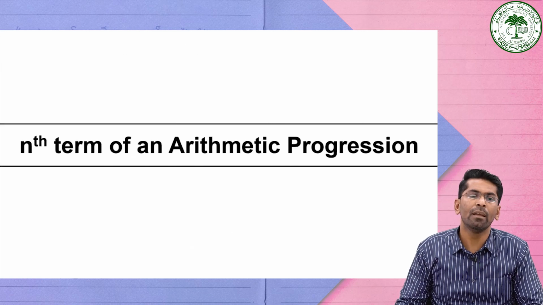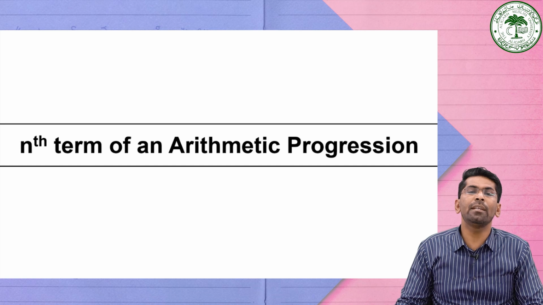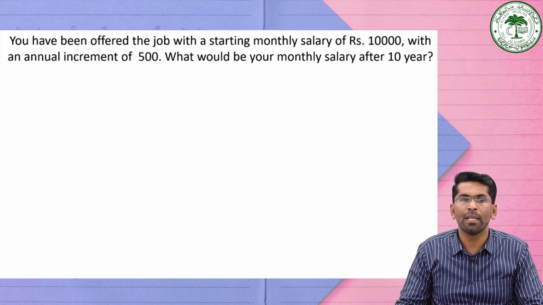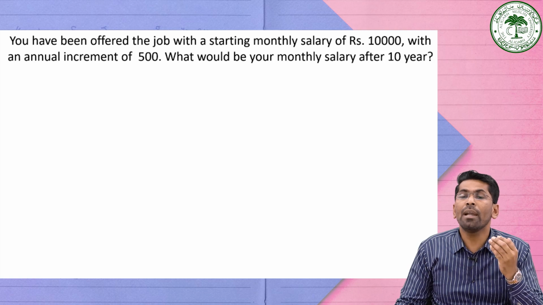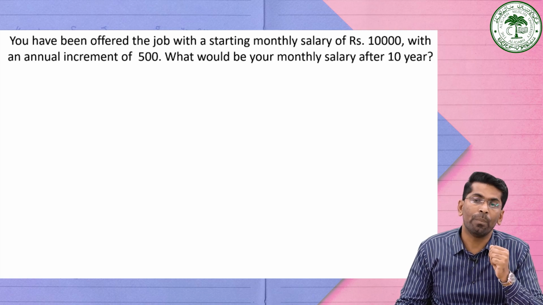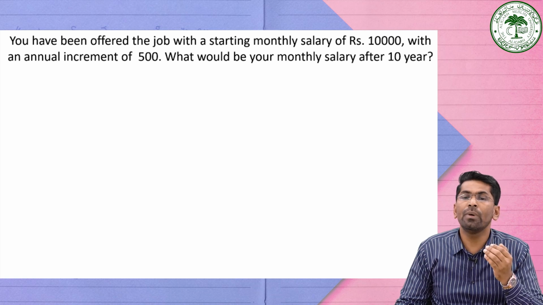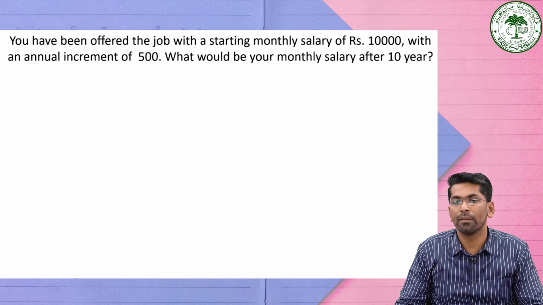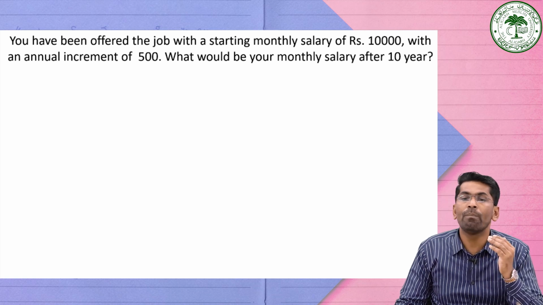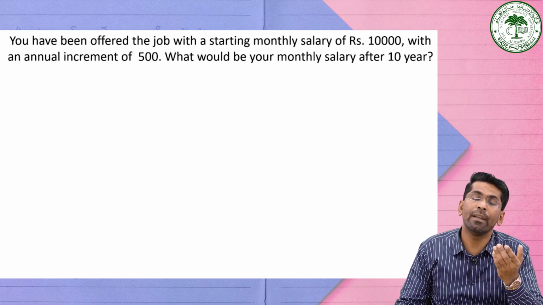Now let us see how to find the nth term of an arithmetic progression. Let us consider one example or particular situation. You applied for a particular job and you got selected. You have been offered the job with a starting monthly salary of 10,000 rupees with an annual increment of 500. What would be your monthly salary after 10 years?